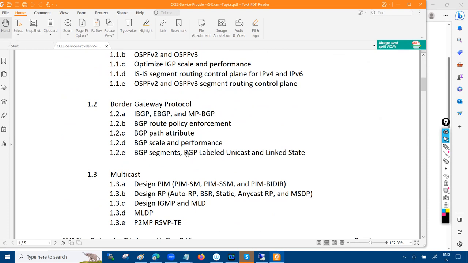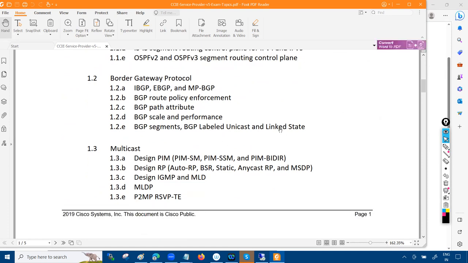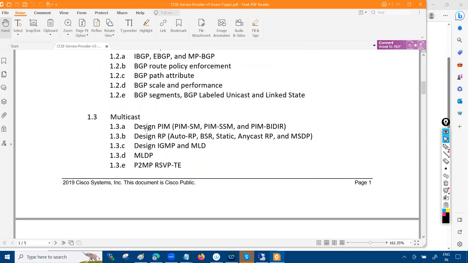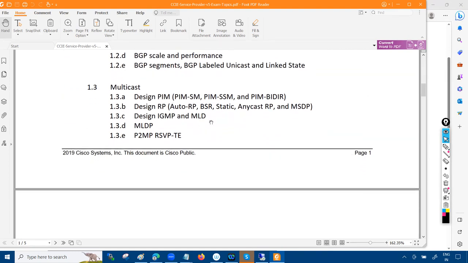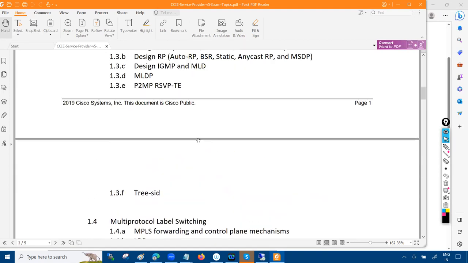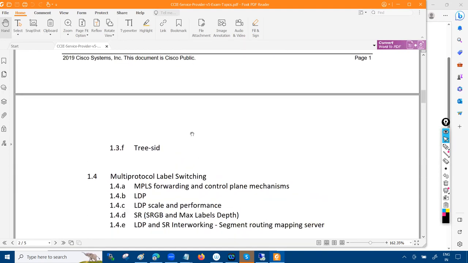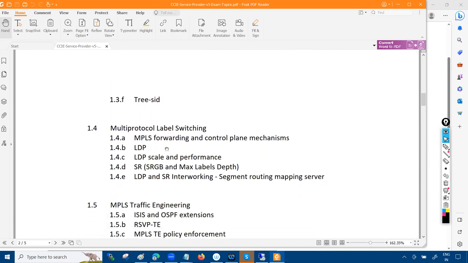In iOS, it's just a single command for BGP LU. On iOS XR, it's a totally separate address family. Link state means how we can exchange link state routing information between two BGPs. After that we can go with multicasting, where we are going to do all the labs. Then after that we can go with RSVP traffic engineering too, and then we can move to the MPLS part.